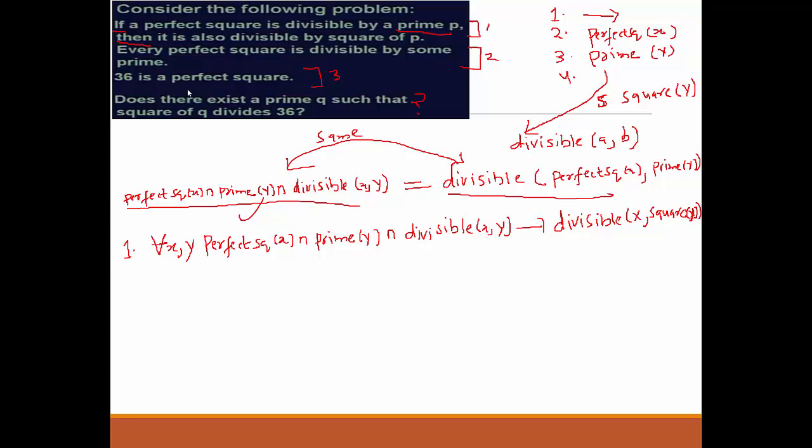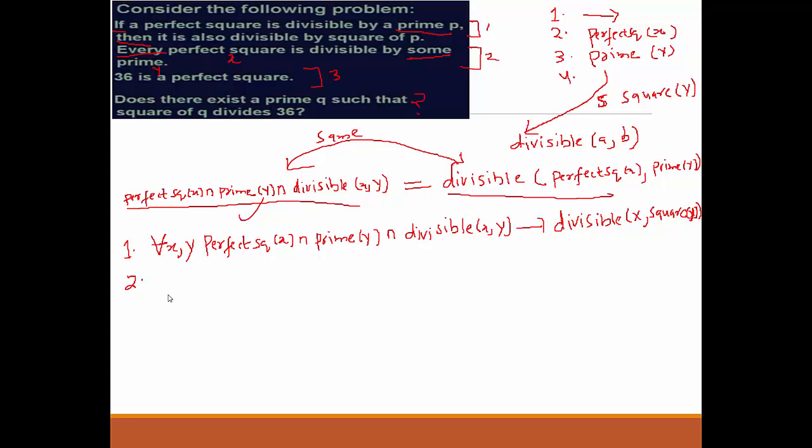Then the second statement says that every perfect square is divisible by some prime, which means that every perfect square is divisible by some prime. So we have things like every, it means we're going to have a universal quantifier. Then some, we're going to have an existential quantifier. So perfect square is represented with x and prime is represented with y.